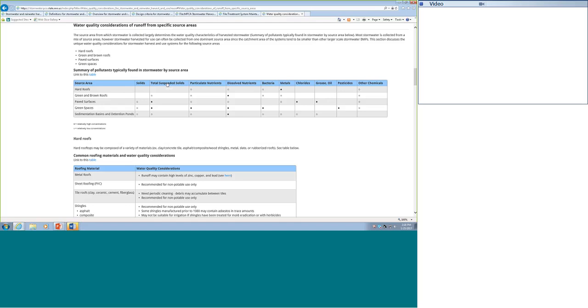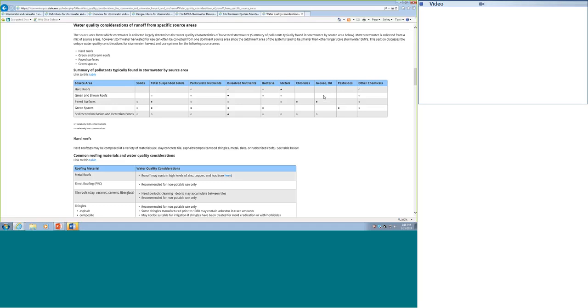section. One thing we've added, now that we get into more specific water quality considerations, is we split out particulate versus dissolved nutrients, because that requires different types of treatment devices, different types of filters needed for different end uses. So hard roofs, green roofs, brown roofs, paved surfaces, green spaces, and now we've also added in if we're using an existing sedimentation basin or detention pond. It has its own in-pond treatment processes, so the water quality pumped out of a pond may be different than just collected off of a paved surface.